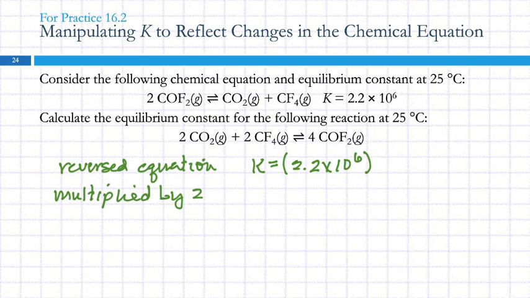Inverting something you can do by making the exponent negative. So I could say this is raised to the negative 1. That's 1 over the rate constant. And then I also have to raise it to the 1/2 power. So I'll raise it to the negative 1/2 power.